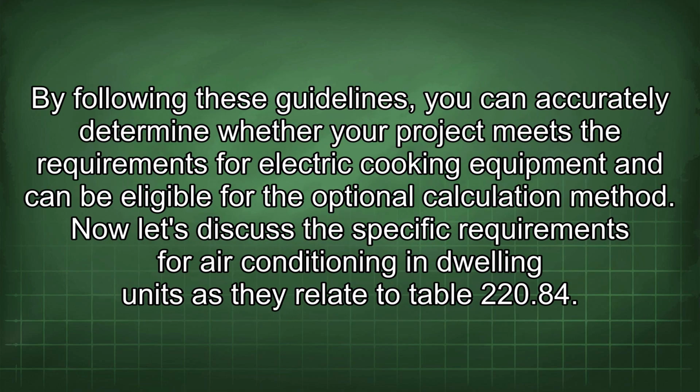By following these guidelines, you can accurately determine whether your project meets the requirements for electric cooking equipment and can be eligible for the optional calculation method. Now let's discuss the specific requirements for air conditioning in dwelling units as they relate to Table 220.84.